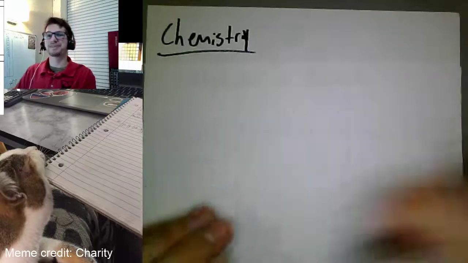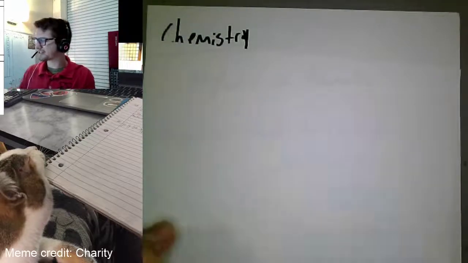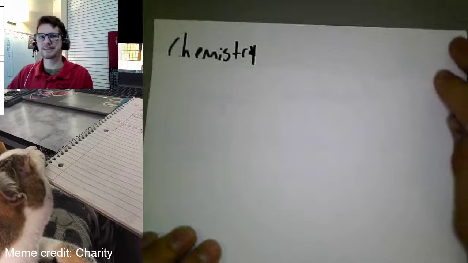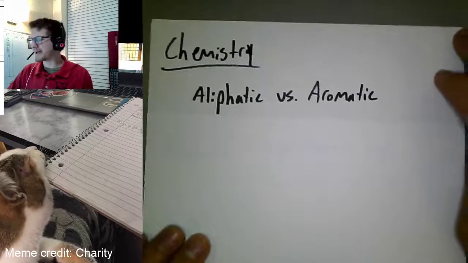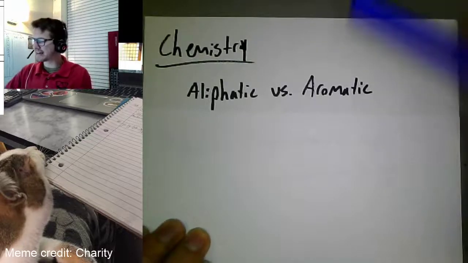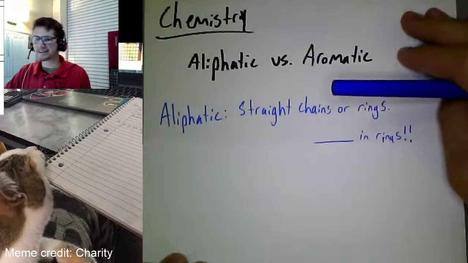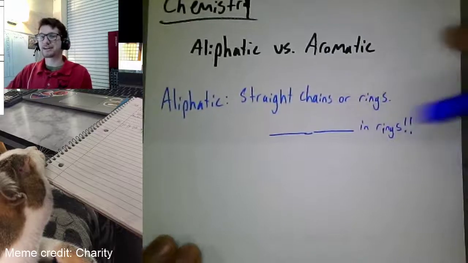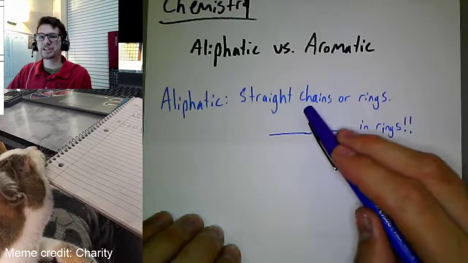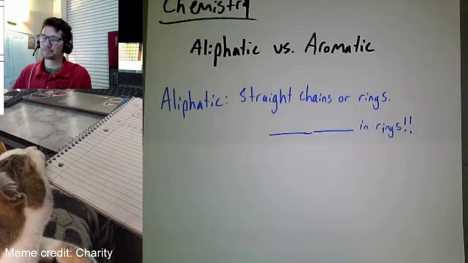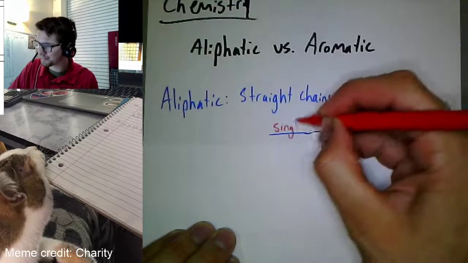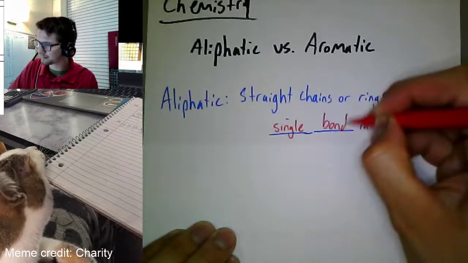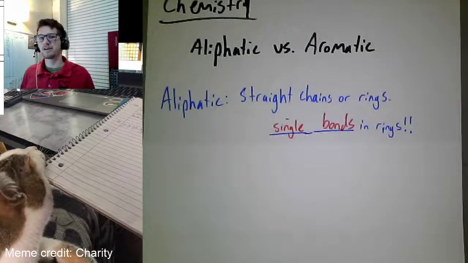So, notes, I'm checking for them today. So make sure to take these notes and then promptly send them my way. What does aliphatic mean, and what does aromatic mean? Let's figure it out. An aliphatic compound is a compound that is either a straight chain or a ring. Most importantly, you're going to see single bonds in the rings. So it's a straight chain or a ring.